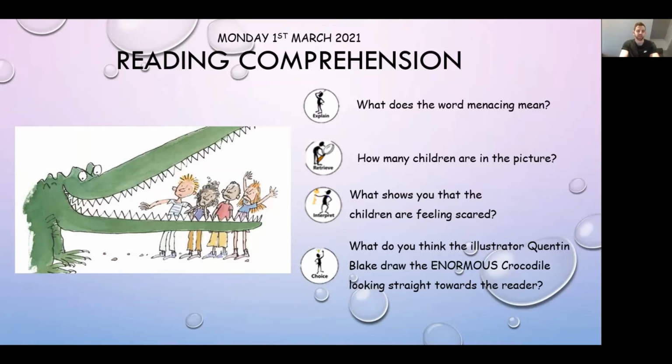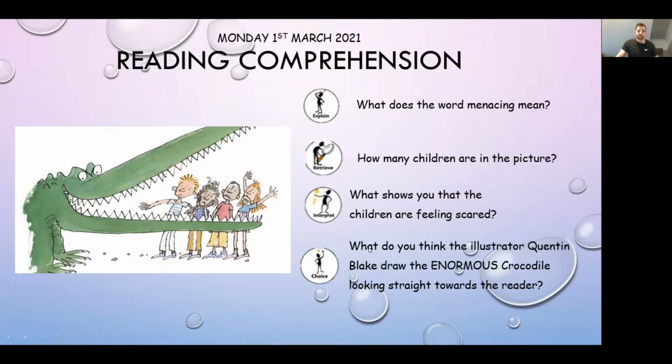For your interpret or your infer question, what shows that the children are feeling scared? Well, we can tell that they're scared because they're kind of retreating back, particularly the boy in the reds. He's retreating back like this. The girl with the reddish hair is screaming like this, "Please, please, don't hurt me." And the girl here with the curly hair is shocked like this. So there's lots of visual clues there that help us to know how they're feeling.